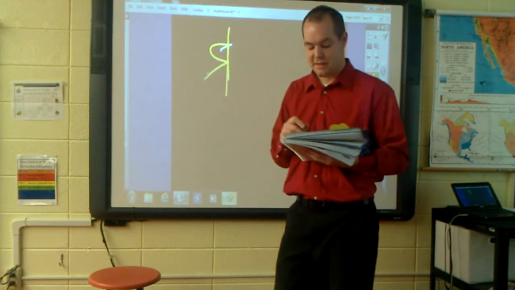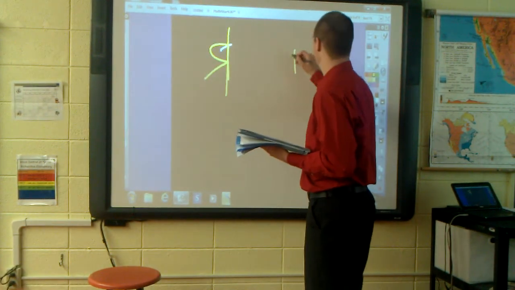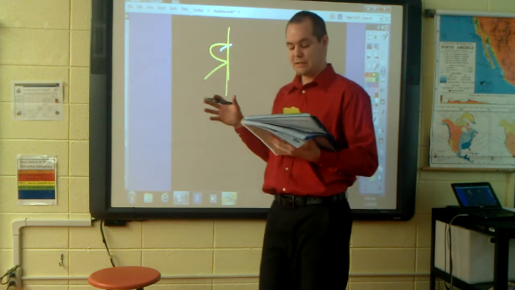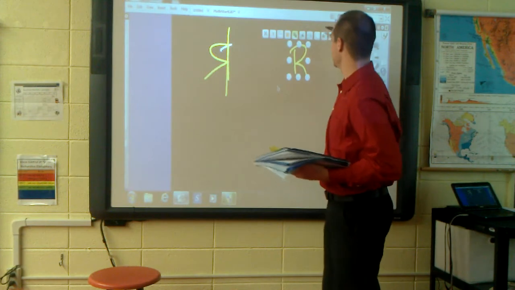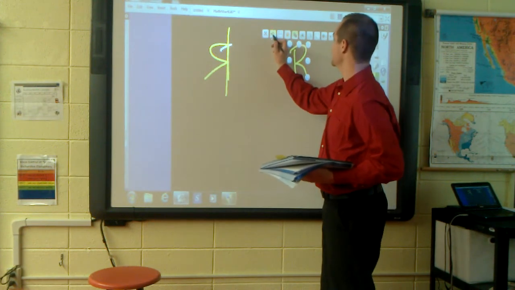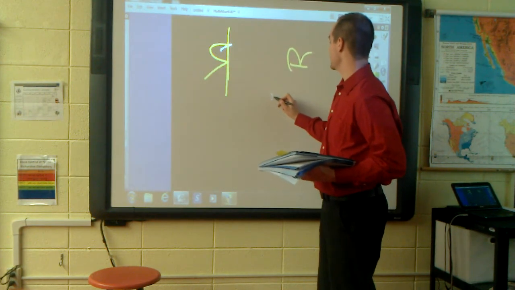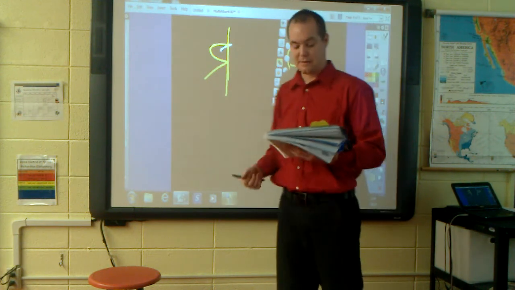Okay, B says sketch an uppercase letter R after a 90-degree counterclockwise rotation. Okay, so my letter R is here. I'm rotating it counterclockwise 90 degrees, and it ends up looking like that.